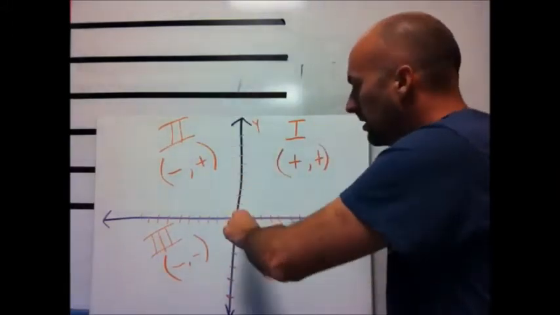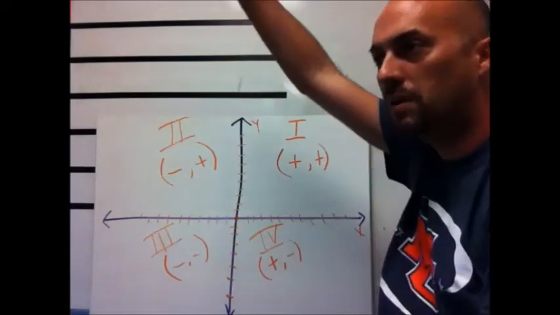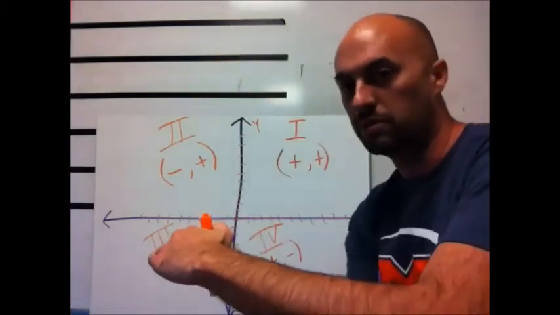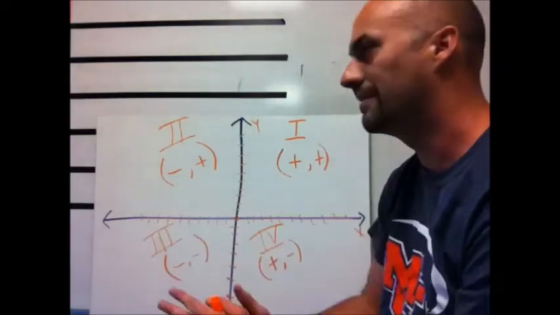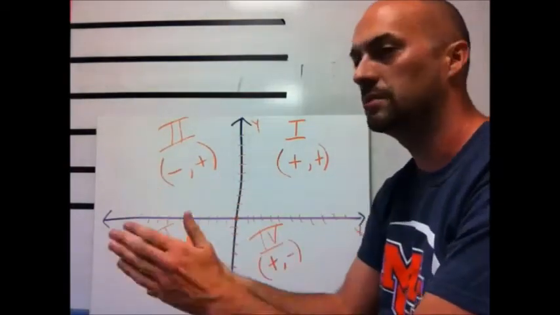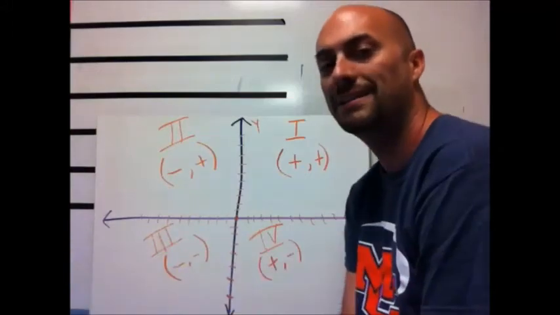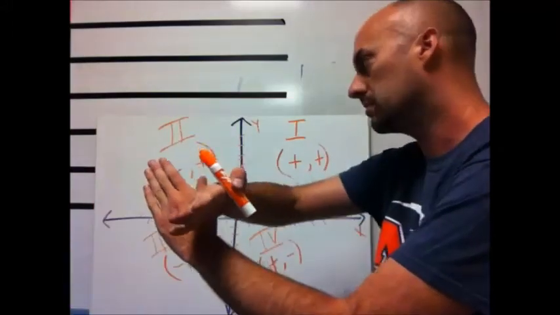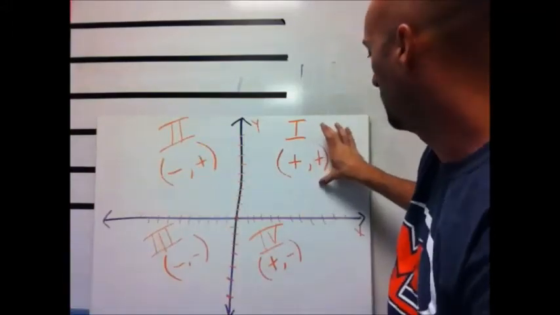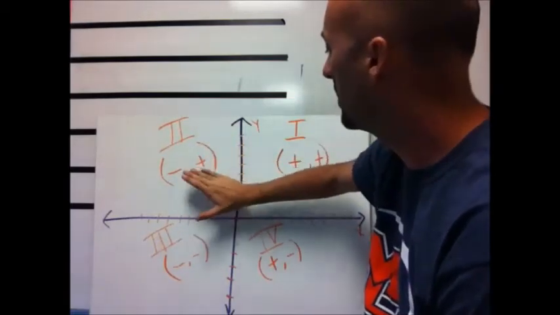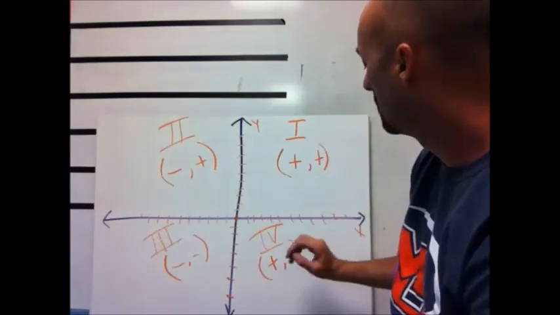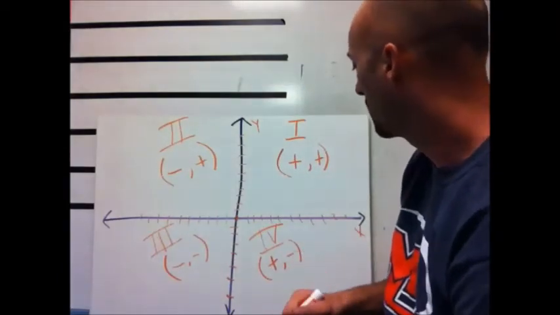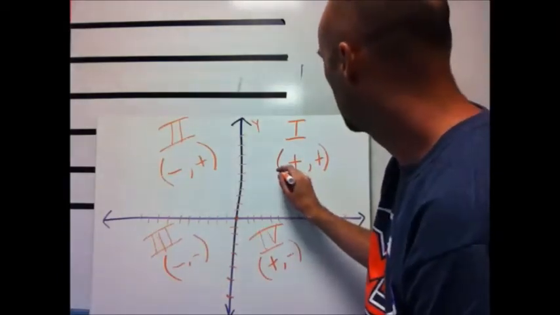Again, we've got a vertical number line. Here's 0. Everything above 0 is positive. Everything below 0 is negative. Here we have a horizontal number line. Everything to the right of 0 is positive. Everything to the left of 0 is negative. Overlap those. Quadrant 1, everything's going to be positive. Quadrant 2, negative, positive. Quadrant 3, negative, negative. Quadrant 4, positive, negative.